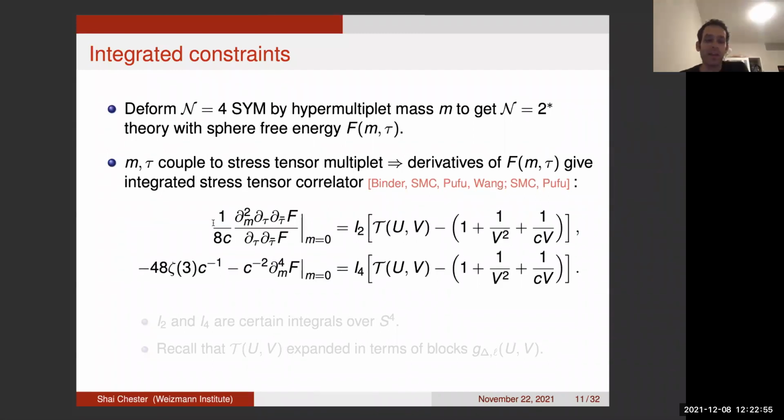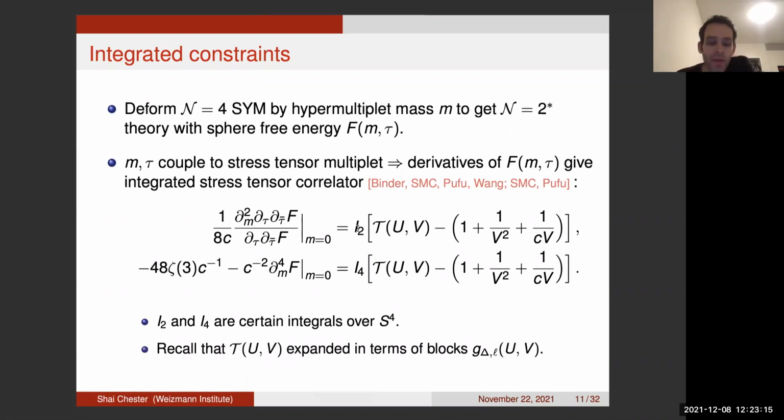As you see on the left-hand side, we have various 4 derivatives of the mass deformed free energy at mass equals 0. And then on the right-hand side, we have certain integrals of the 4-point function, which here I've expressed in terms of T, U, and V, where the precise form of these integrals isn't so important for this talk. It's important to do it in practice, but I won't show it because they're a little messy. And then recall that this 4-point function is expanded in terms of blocks, including the long multiplet blocks, which have the non-trivial information we care about.